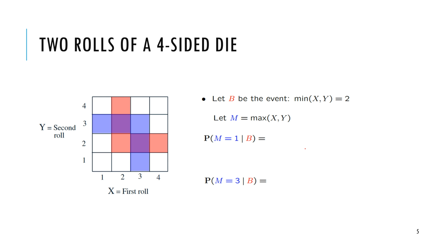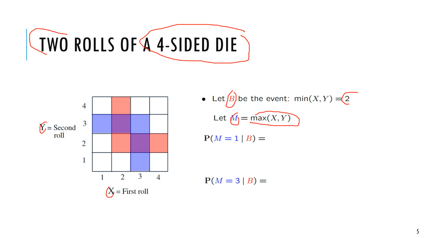Here is an example of 2 rolls of a 4-sided die. We have 4 sides. You can search the internet for how this die looks. Here we have 2 rolls. The first one is X, the second is Y, and each time the value is 1, 2, 3, 4, because it is 4-sided. Let B be the event that the minimum of X and Y equals 2. Let M be the maximum of X and Y.